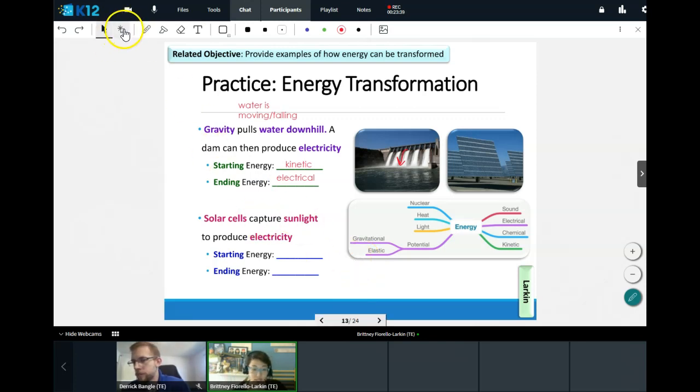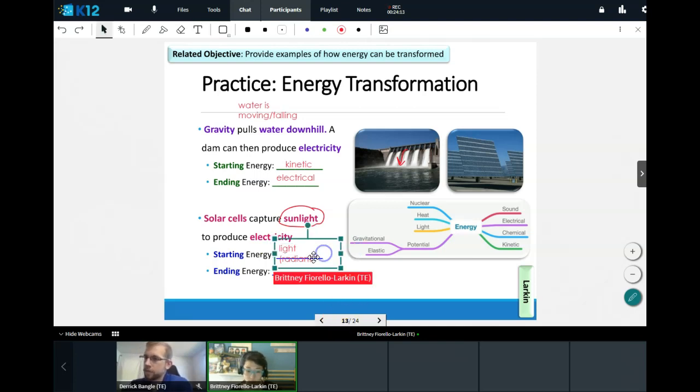Let's take a look at our next one. Solar cells capture sunlight to produce electricity. If we're starting off with sunlight, what type of energy is that? Is that heat, light, potential, sound, electrical, chemical, or kinetic? Thank you, Jonathan. Thank you, Shayna. I see Cody working. Thank you, Lena. Thank you, Angelina. Yeah, exactly. So we start off with sunlight. That's going to be our light energy. This, just so you know, can also be called radiant energy. So just like heat is often called thermal energy, light is often called radiant energy. Like you're radiant, you're glowing like light, okay?